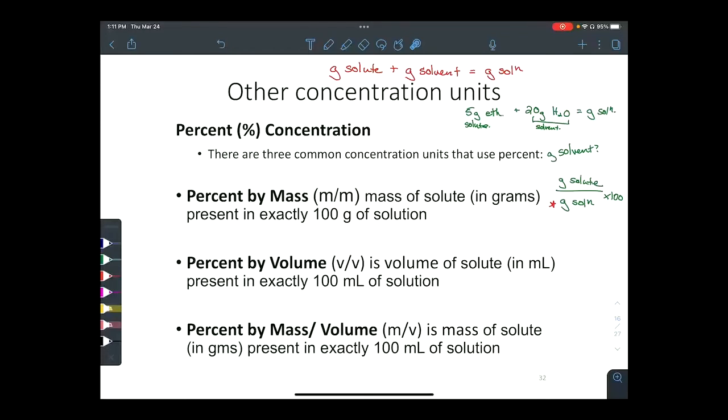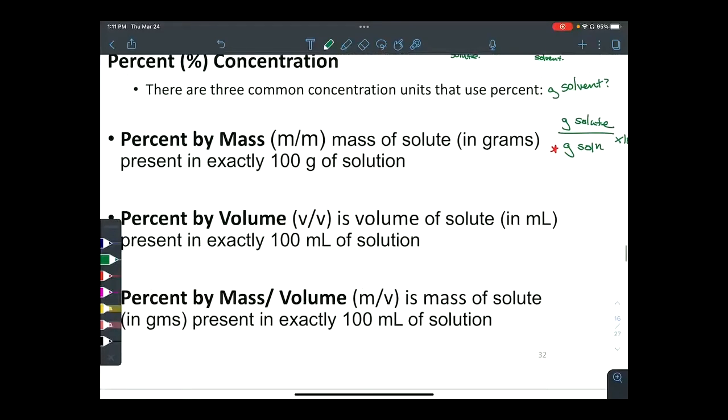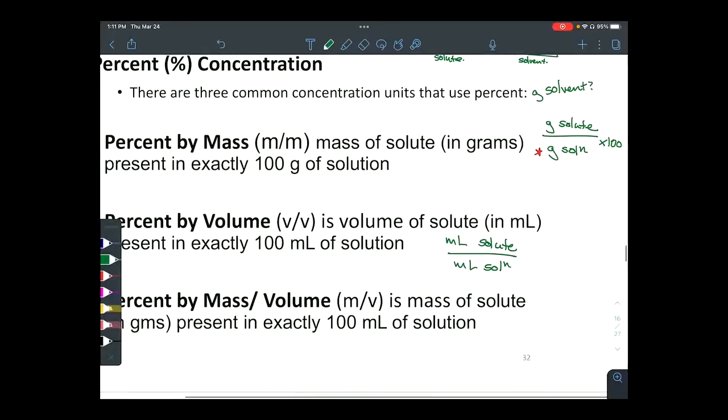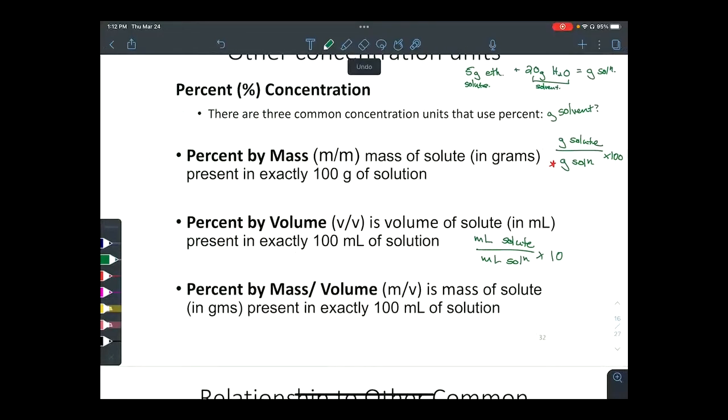So in this case, when we're talking about percent by volume, the volume of your solute plus the volume of your solvent equals the volume of your solution. Let me just write this, because I don't like words, I like equations. Typically we're talking about milliliters. So milliliters of your solute over milliliters of your solution, times 100, is how you get your percent by volume.